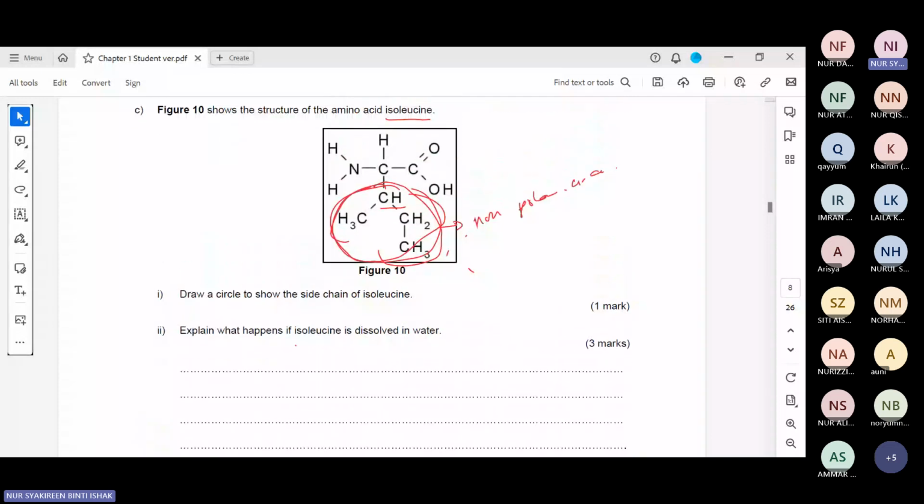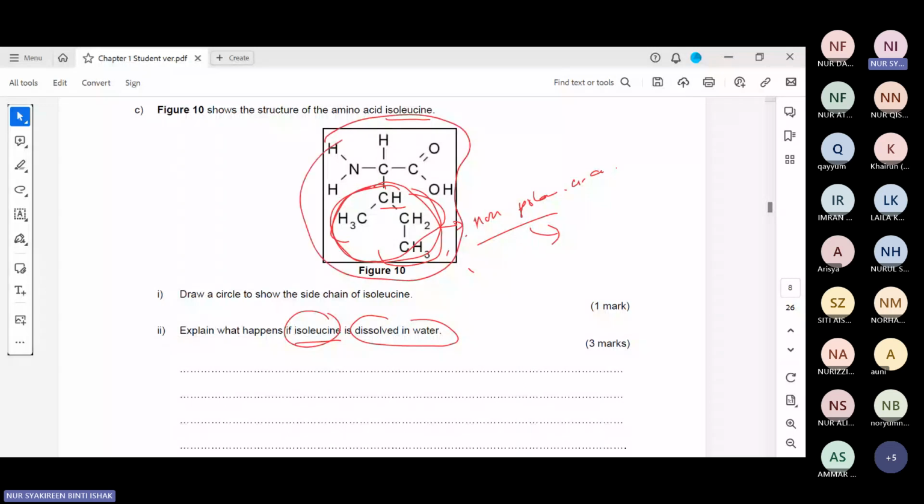Okay. Earlier, madam said isoleucine is non-polar. So it shouldn't be able to dissolve in water, right? But this question suddenly says dissolve in water. How is that? Basically, a non-polar amino acid gives hydrophobic properties to a protein. So individually, if the isoleucine exists as a molecule like this, it can be ionized to form a Zwitter ion.